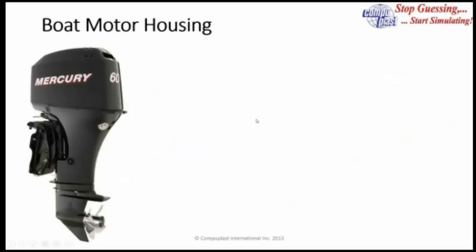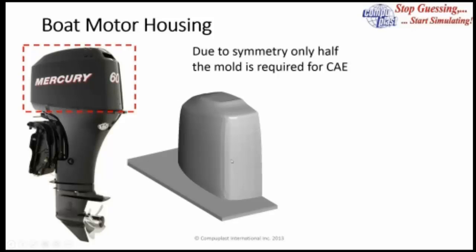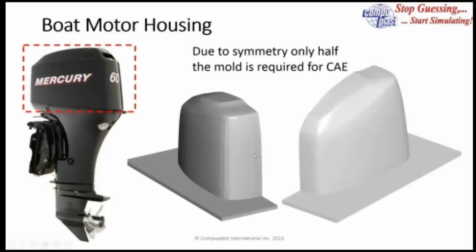The next example I want to show here is a motorboat housing. That's this region on this motorboat. And the tool for this, of course, because we're symmetric down the center, we only need to use half of it. The tool for this might look like this. So here's like a positive, like a male tool, and we would use this to do the forming. But as you can see, it's a very, very deep draw.